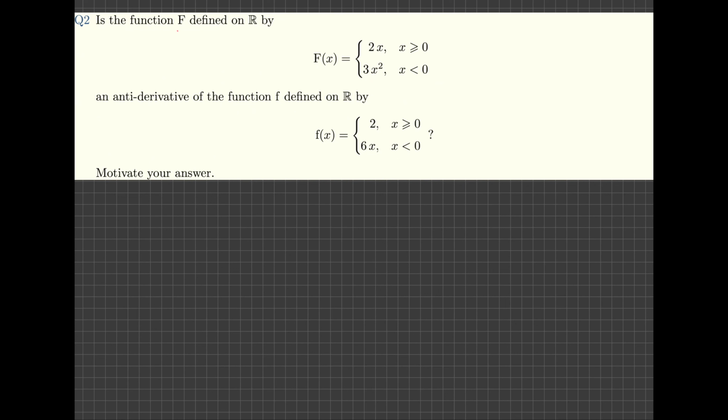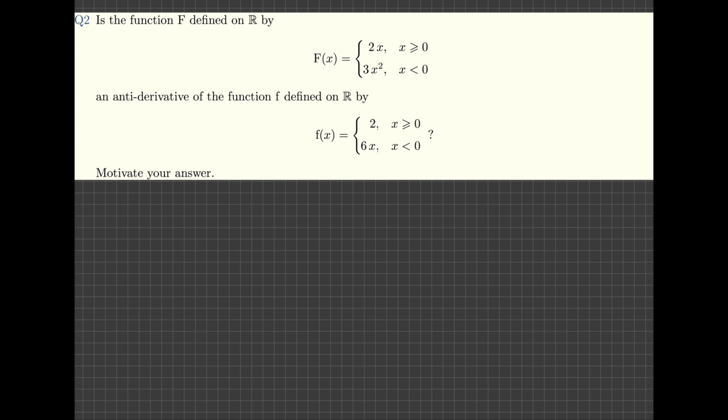Is the function capital F defined on the set R, a set of real numbers, by these rules? Capital F of x equals 2 times x if x is equal to 0 or greater than 0, and it is 3 times x squared if x is negative. Is this function an antiderivative of the function little f defined on R by these rules? 2 if x is greater than or equal to 0, and 6x if x is less than 0. Motivate your answer.